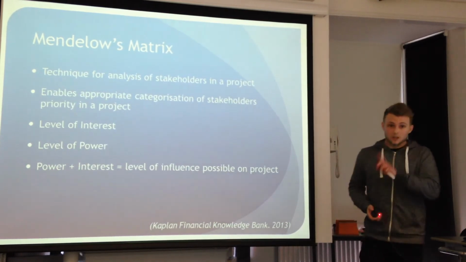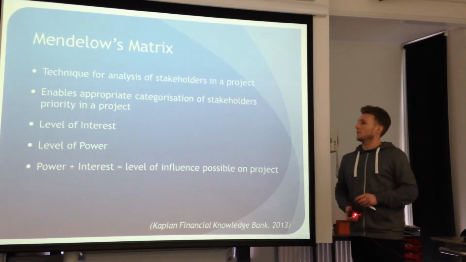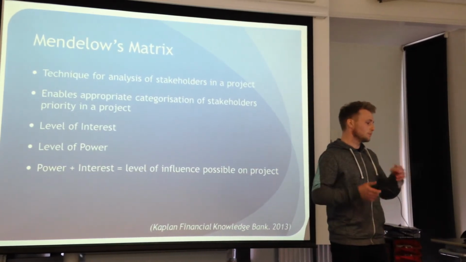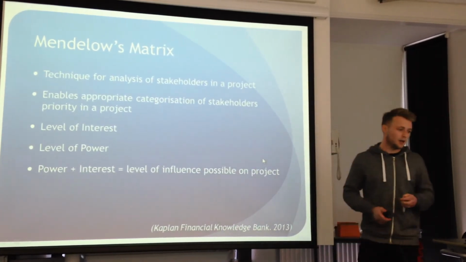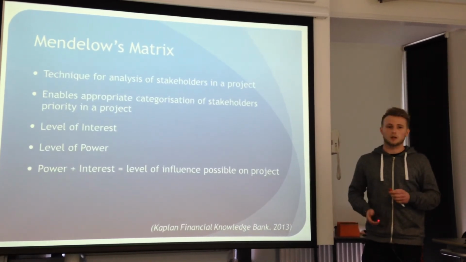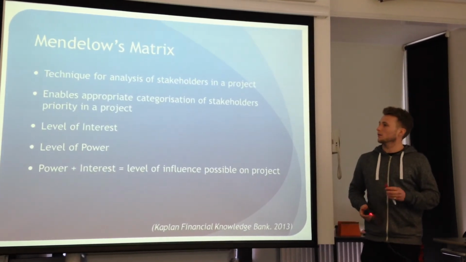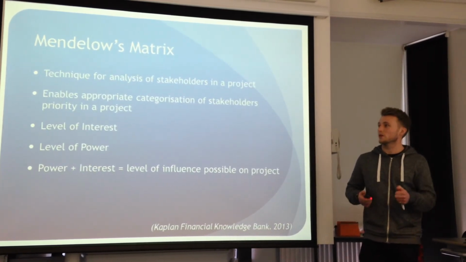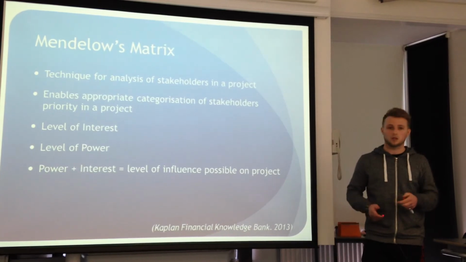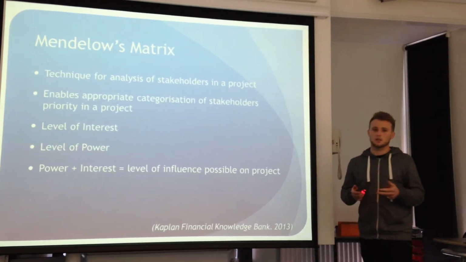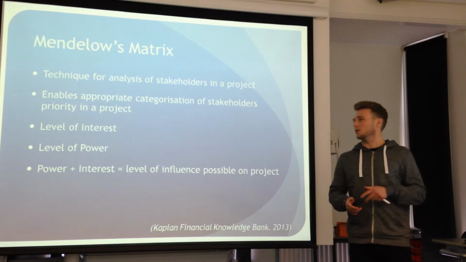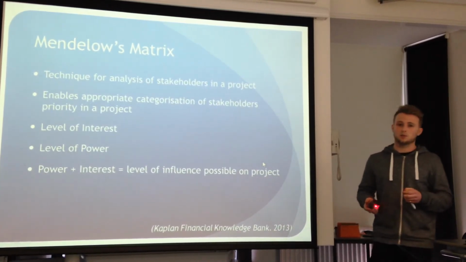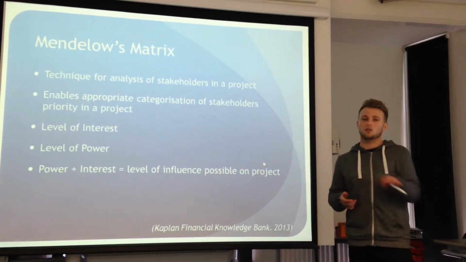So once we've analysed and identified these initial stakeholders, we can begin to more deeply analyse them. A technique for doing this is called Mendelow's matrix. The point of it is that it enables appropriate categorisation of a stakeholder's priority in a project. And it does this by analysing two key features. It first analyses the level of interest the stakeholder has in the project. So it can either be a high interest or a low interest.